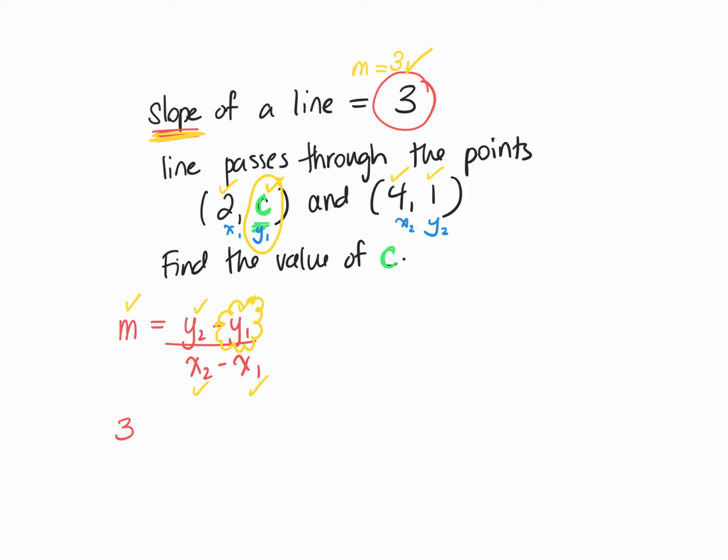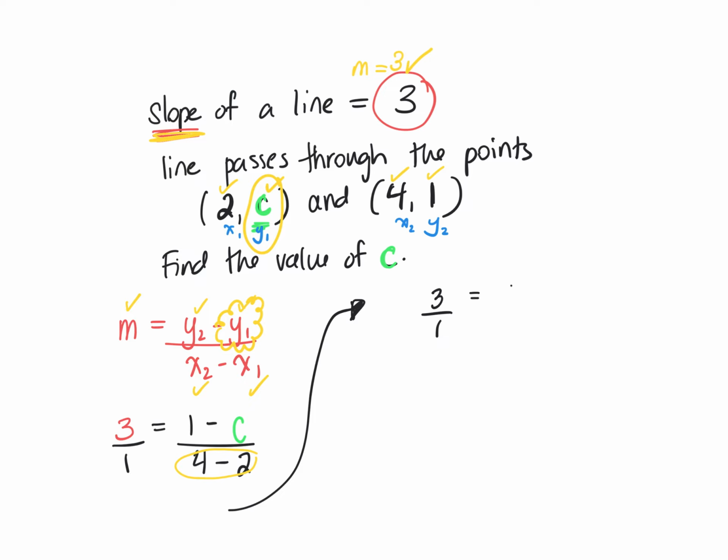M, which is 3, is equal to y2, which is 1, take away C, over x2, which is 4, take away x1, which is 2. I'm going to put this over 1, right? We can always write a whole number divided by 1. And I'm going to simplify my denominator. So we have 3 over 1 equals 1 take away C over 4 take away 2, which is 2.